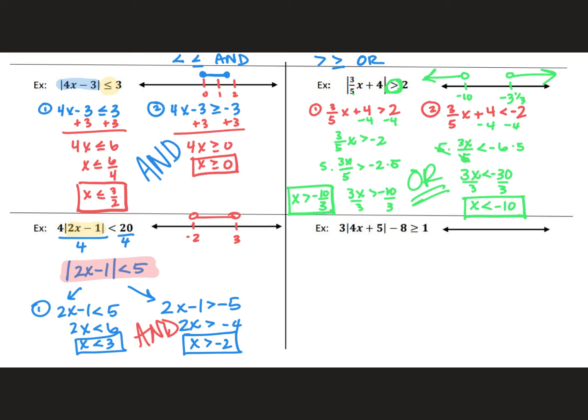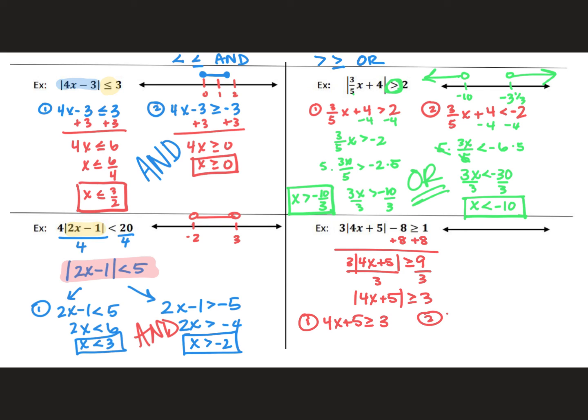So then on this next example, first I would add 8 to both sides to get 3 times the absolute value of 4x plus 5 is greater than or equal to 9. Then I'll divide by 3, get the absolute value of 4x plus 5 is greater than or equal to 3. And now I can break it apart. So one possibility would be that 4x plus 5 was greater than or equal to 3. And the second possibility would be that 4x plus 5 is less than or equal to the opposite of 3.